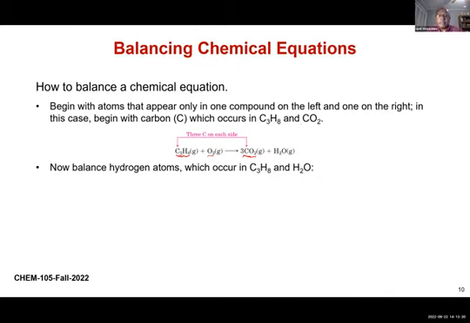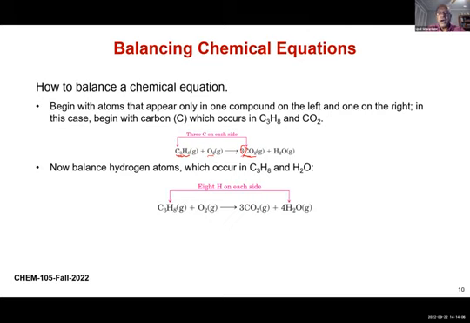Therefore, how to balance the reaction between these two? You balance the carbon first and then water. To balance the carbon, you count there are 3 carbon atoms. You put a 3 in front of here. First balance the carbon. That 3 took care of the carbon balance.